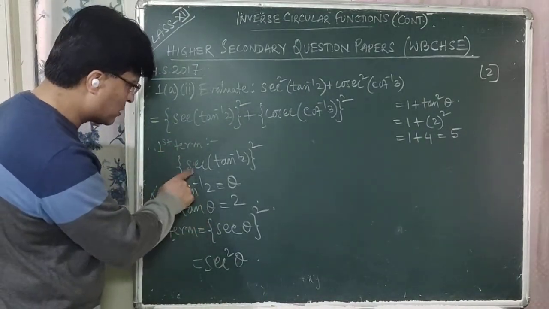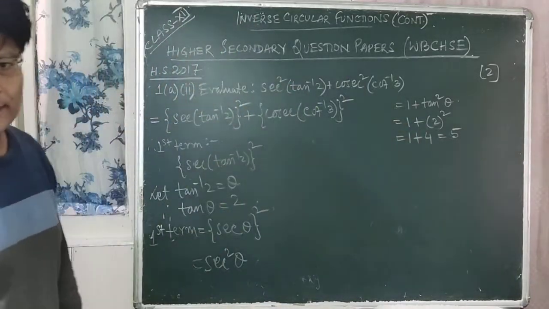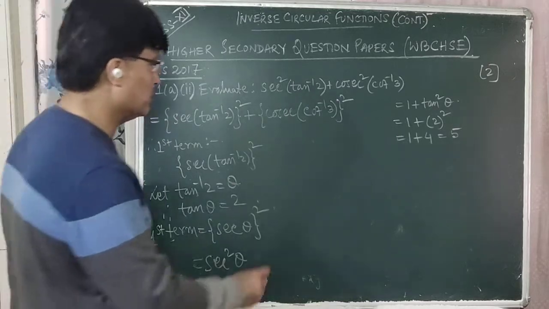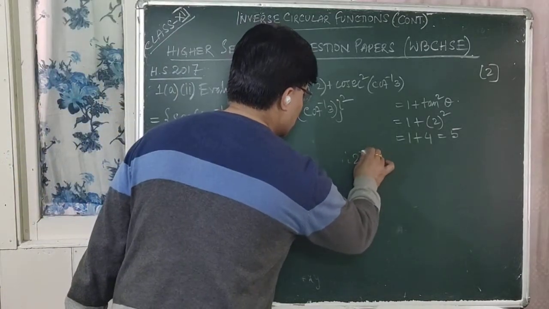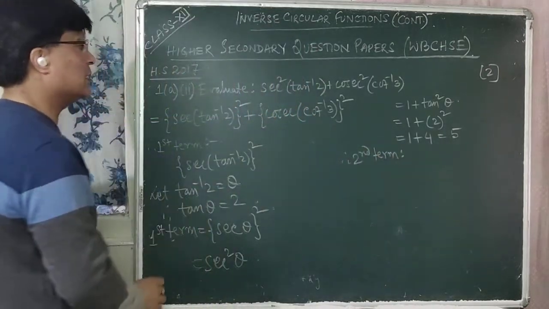What is the value of the first term here? What is sec tan inverse 2 whole square? It is 5 only. Is that clear? So similarly you can simplify the second term. So therefore what is the second term out here?